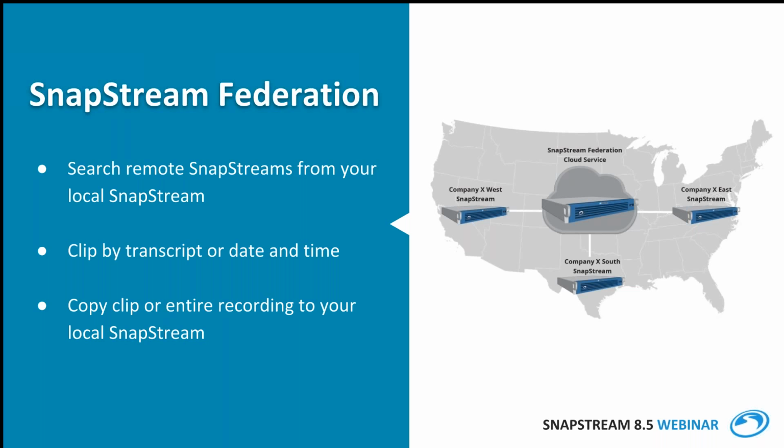For example, in this graphic, you can see Company X has 3 different installations of SnapStream on the West Coast, the East Coast, and in the South. Let's say breaking news interrupts an important recording on your East Coast SnapStream. Using Federation, you can log into your East Coast SnapStream, search for that recording on the West Coast SnapStream, make a clip of what you need, and copy it to your local East Coast SnapStream. And if you need the whole recording, then you can copy that too. So that's what we added last year in 8.4.